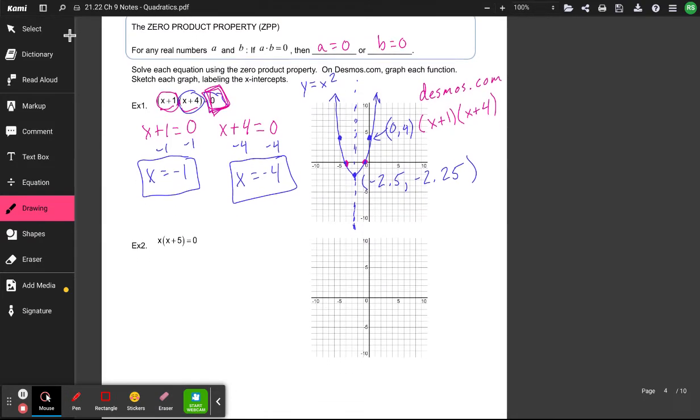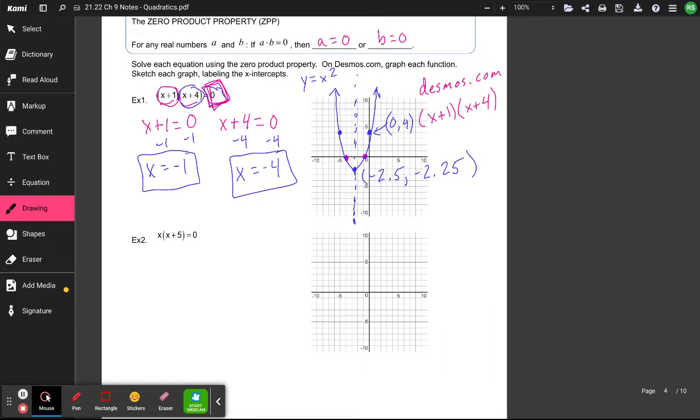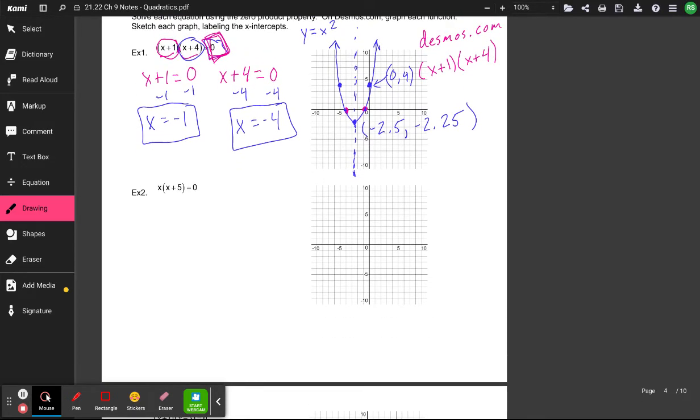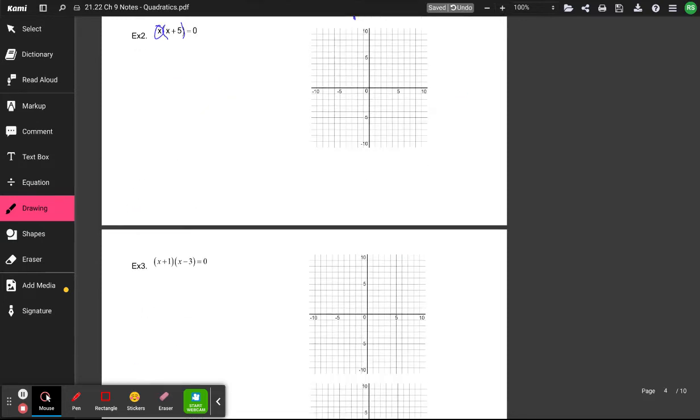So our focus here today is going to be solving a quadratic equation and finding the x-intercepts. After we've found those x-intercepts, we're going to plot those points on the graph, find our vertex using Desmos, label that y-intercept, and then sketch our graph. For the next one here, we have x times x plus 5. So x is a separate factor.